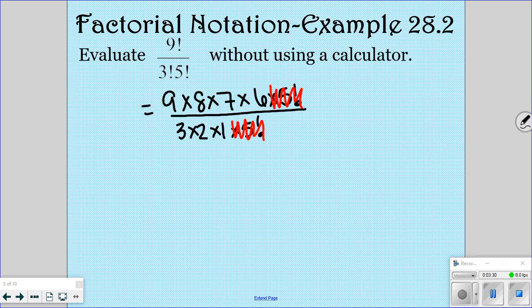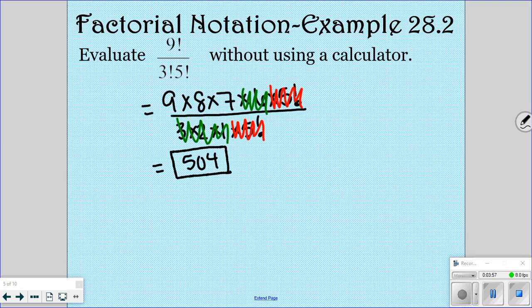Although if you do, it's fine. The 5, 4, 3, 2, and 1s will all cancel. And then this 3 and this 2 will cancel with this 6. And so we really just have 9 times 8 times 7, which is 504. And so that would be how that simplifies.